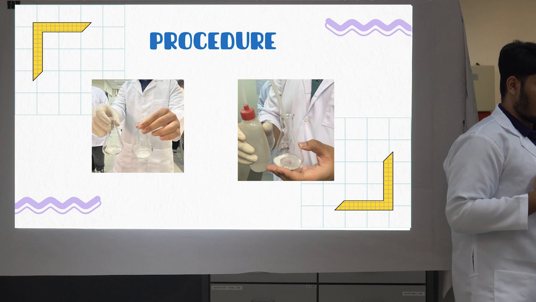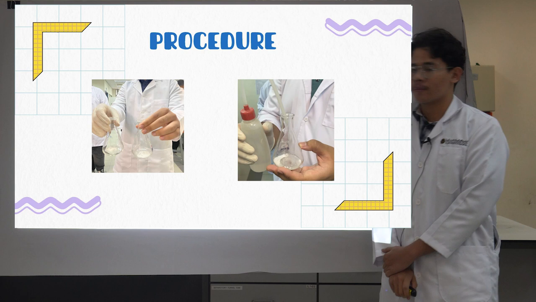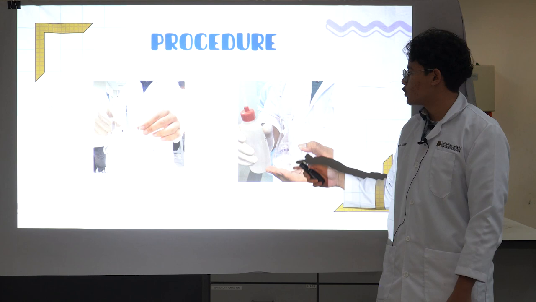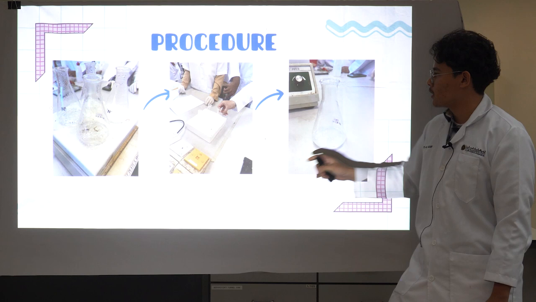Hi everyone, so I'm going to talk about the procedure. In order for us to do the experiment, we need to get two flasks and fill them with acid dry precipitate. After that, we need to fill them with distilled water. And then we need to heat it up. We need to heat the sample until it boils like this.